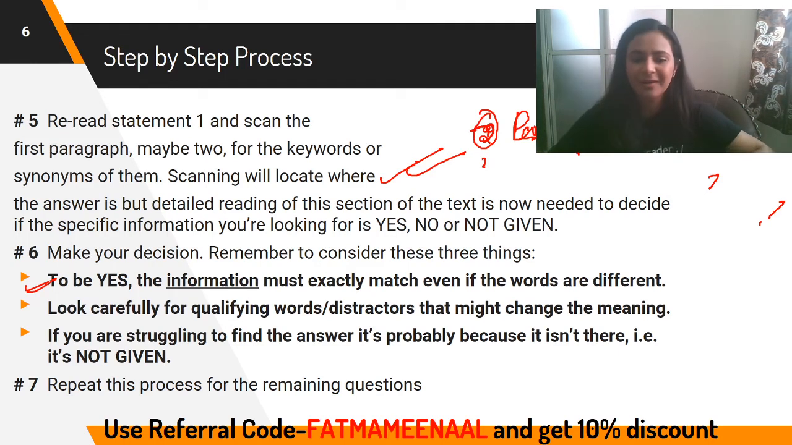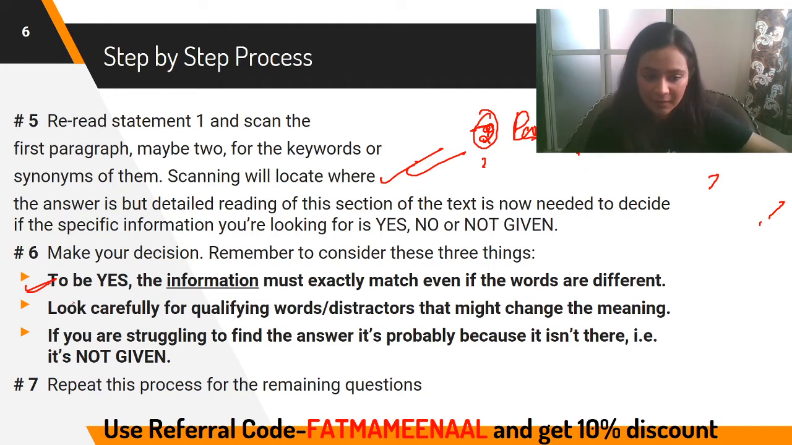And not given is when you are just not finding it anywhere, and it's always a little confusing between no and not given. So make sure you're clearing your head in terms of what is no, when things are going to be no, and when things are going to be not given. Okay. Because it sometimes gets very tricky to find if the information was given there or information was given incorrectly. Okay, so be careful on that.